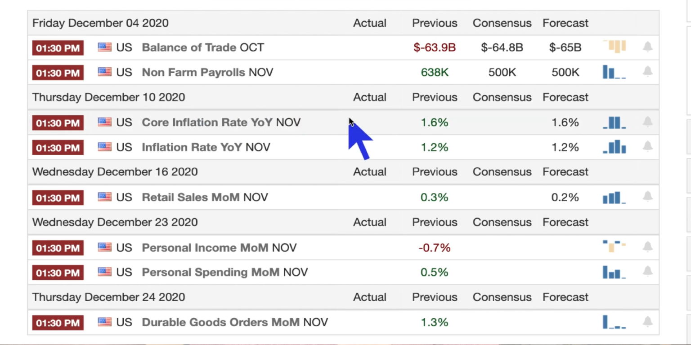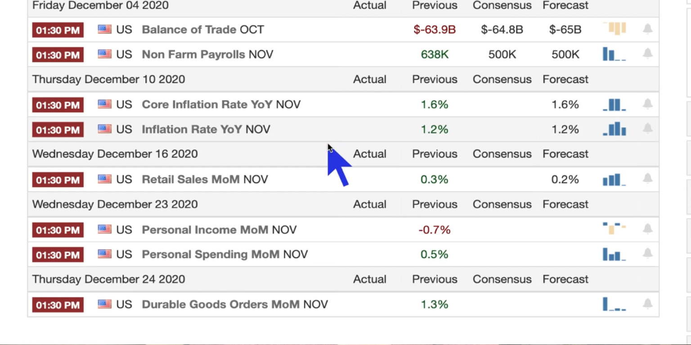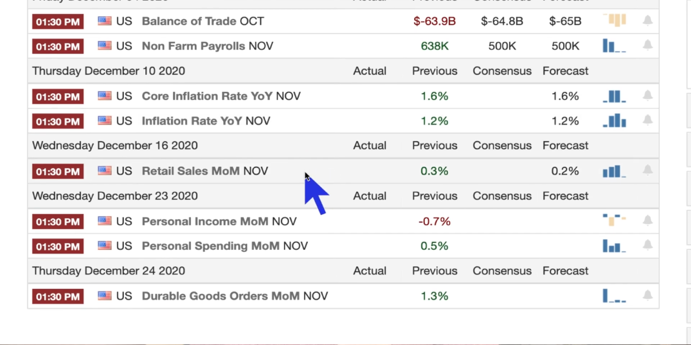Thursday, December 10th, we've got core inflation and inflation rates. Nothing really big there, but these are both forecasted to be positive. We also have retail sales. This is going to be an interesting one because retail typically does well in December. However, we've discussed the shift where Black Friday sales are happening earlier. They're happening well before Black Friday. Does that mean that the Santa Claus rally is going to get cut short? Well, that's what's been happening.